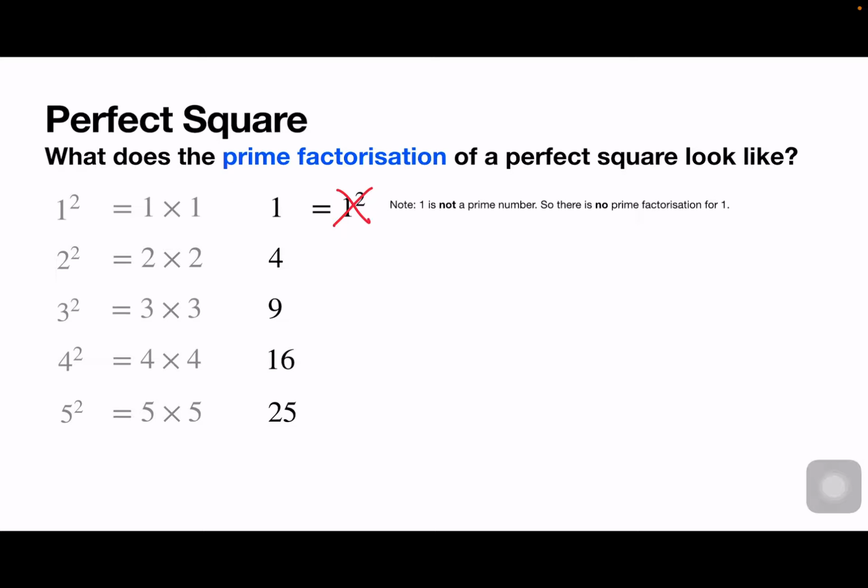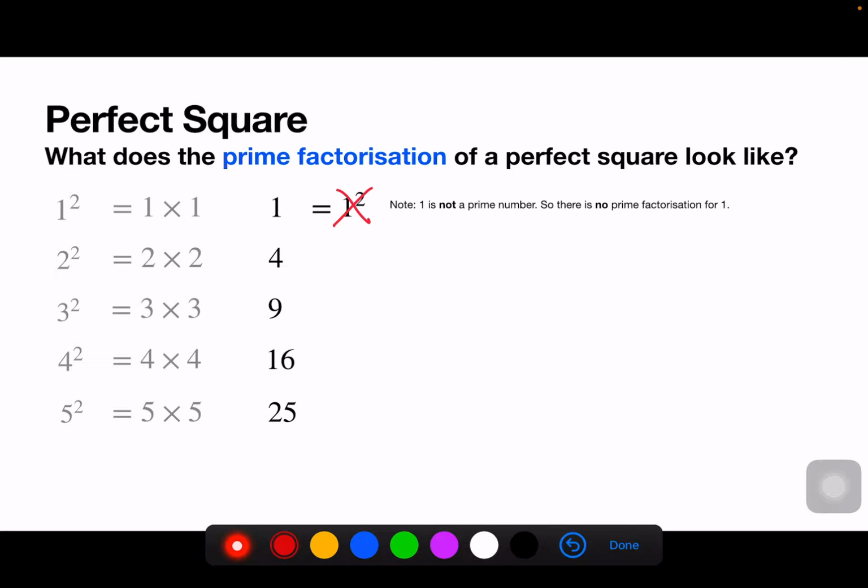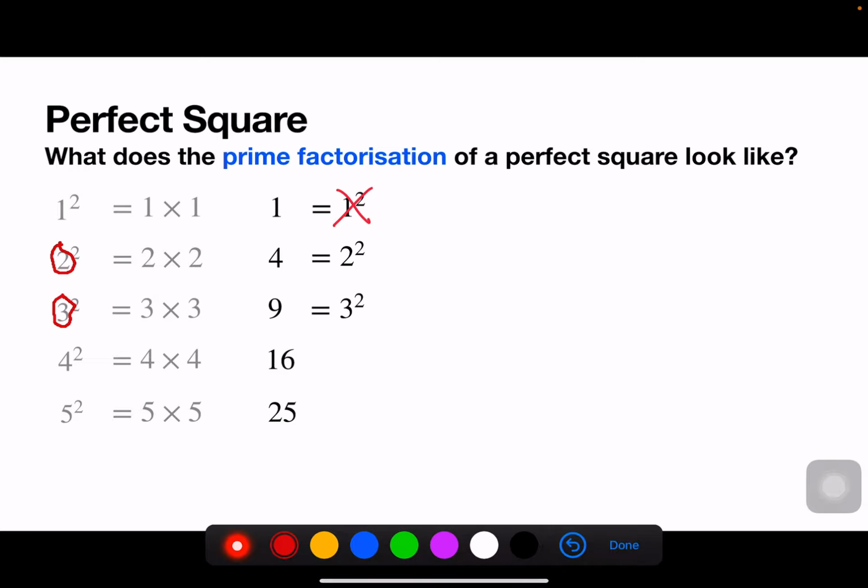So what about 4? 4 is a perfect square, and we know that 4 is the product of 2 square, and the number 2 here, guys, is a prime number. So we can express it as 2 square. Now what about 9? 9 is a product of 3 square, and 3 is a prime number, so we can leave it as 3 square.